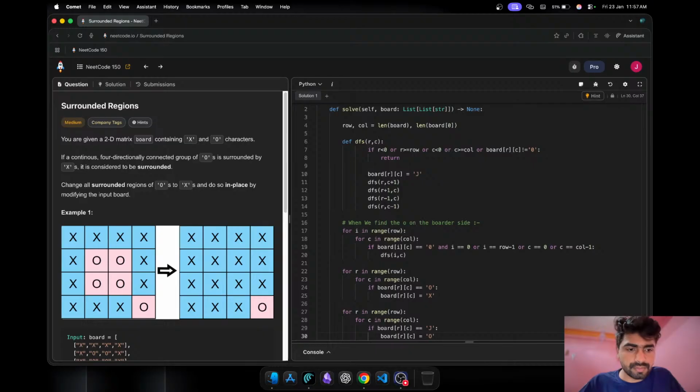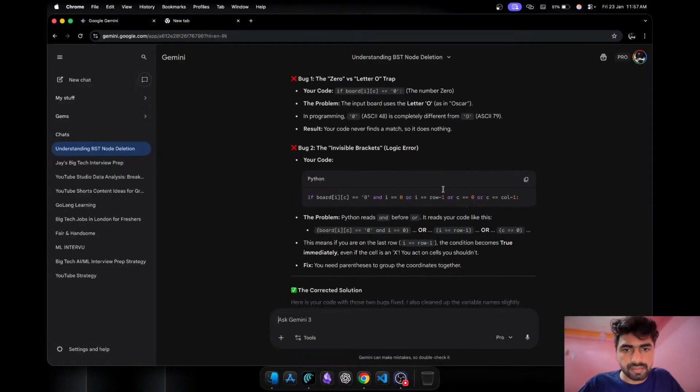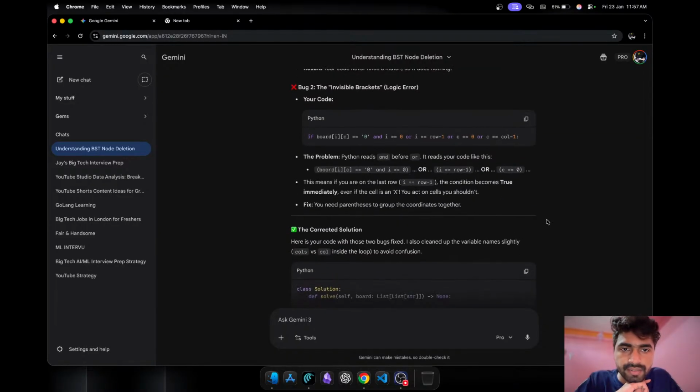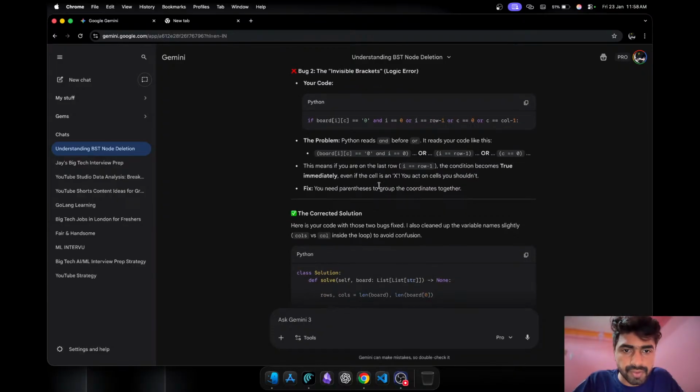Oh, the invisible brackets. My Mac is hitting too badly, I don't know why. The invisible brackets: logic error. Python reads your code like this: board of I, C equals 0 and I equals 0, or I equals something else. This means if you are on the last row, the condition becomes true immediately. Even if the cell is an X, you act on cells you shouldn't.